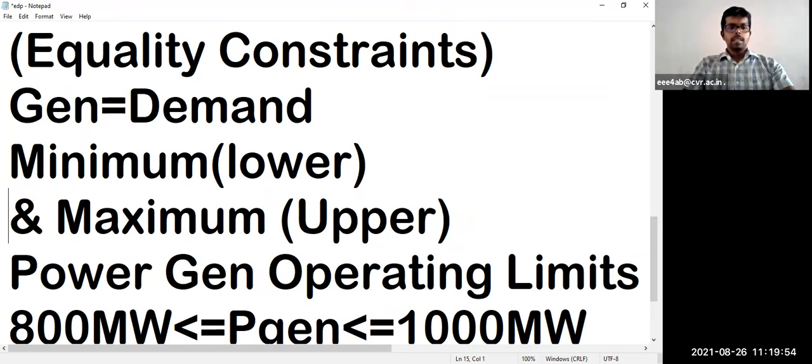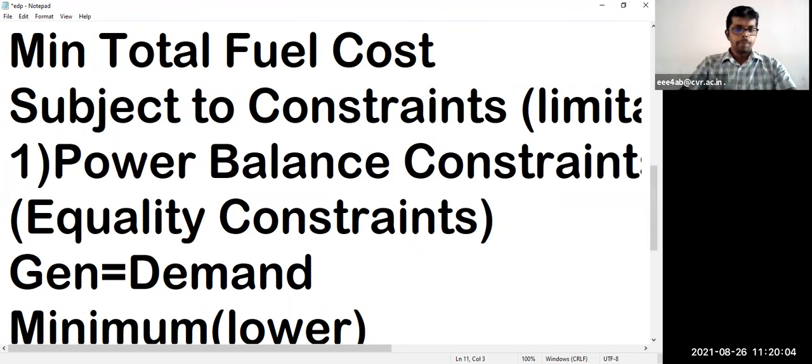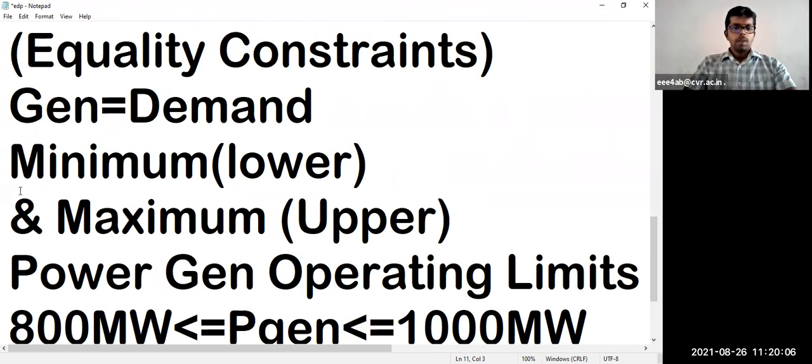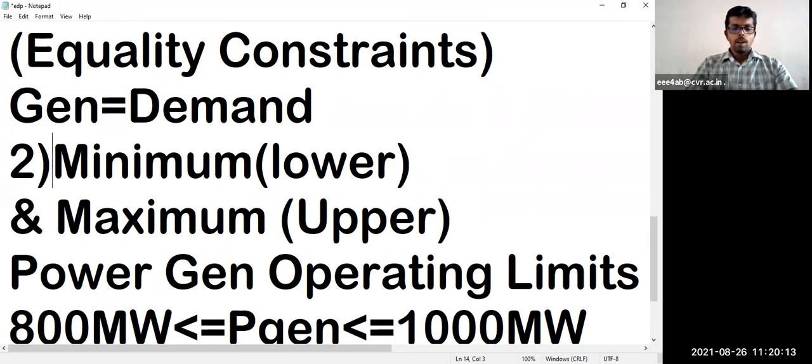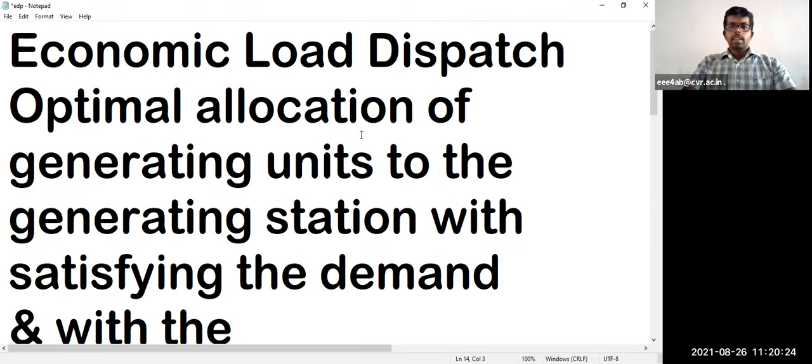So, subject to two constraints. What is the first constraint? The first constraint is the power balance constraint. What is the second constraint? Minimum and maximum operating limits, or lower and upper operating limits. Two types of constraints. All are the same. This is a very, very important 2-mark question.